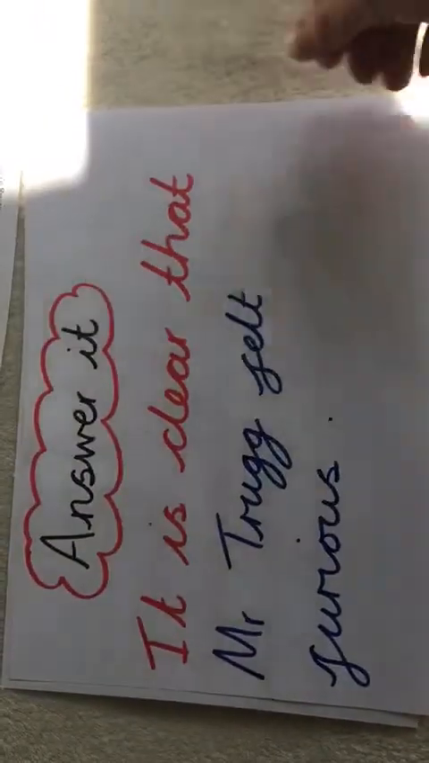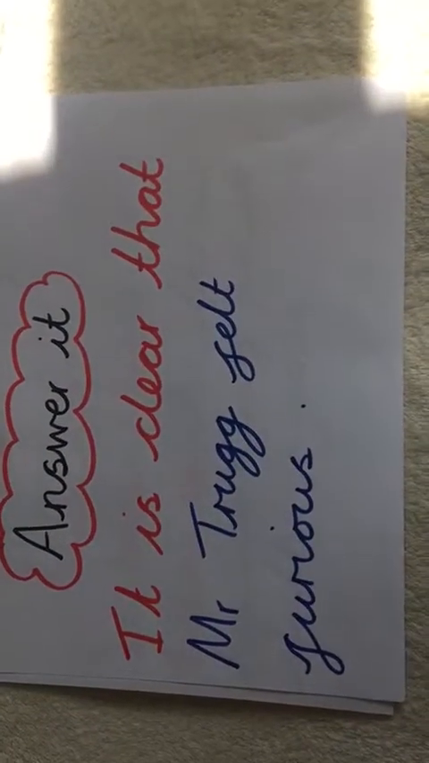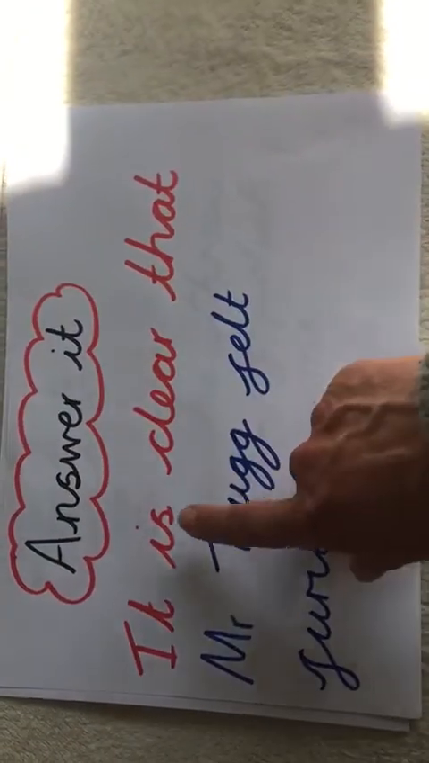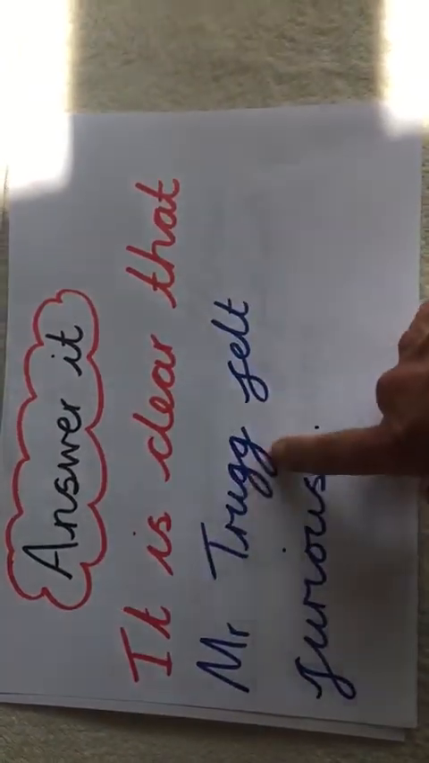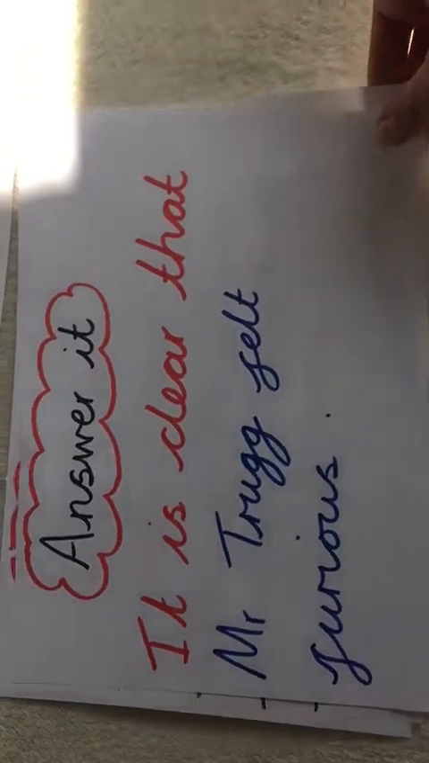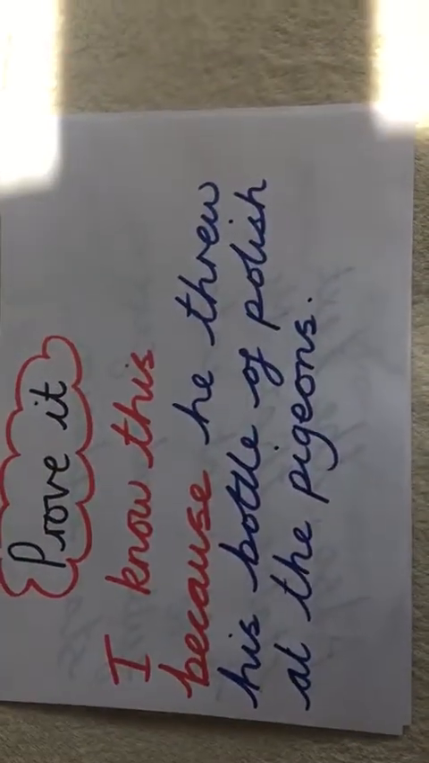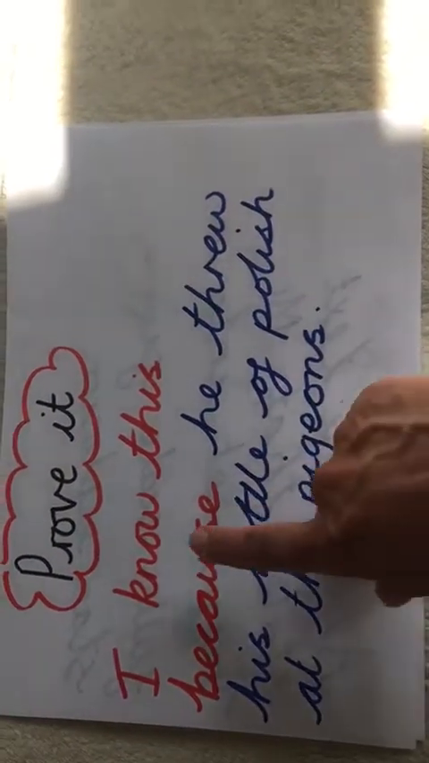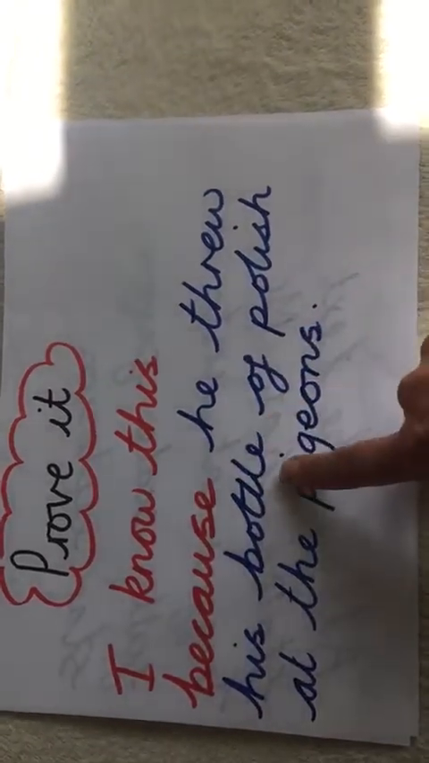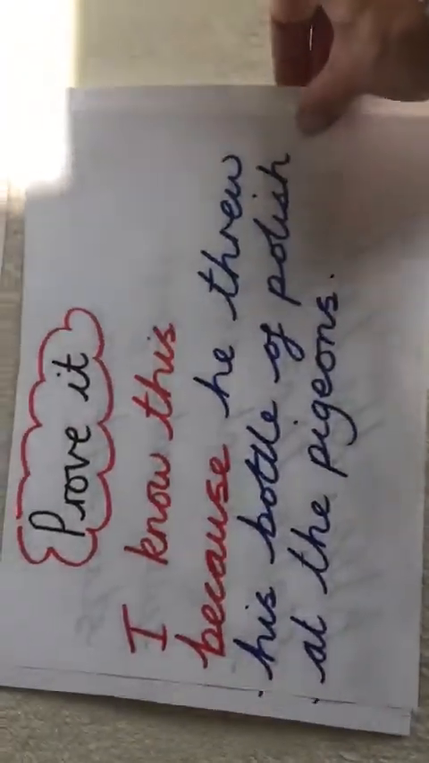Remember your sentence stems. Here is my example to help. So first you need to answer the question. It is clear that Mr. Trugg felt furious. I've answered the question. Now we need to use evidence from the text to prove your answer. I've used a sentence stem here. I know this because he threw his bottle of polish at the pigeons.